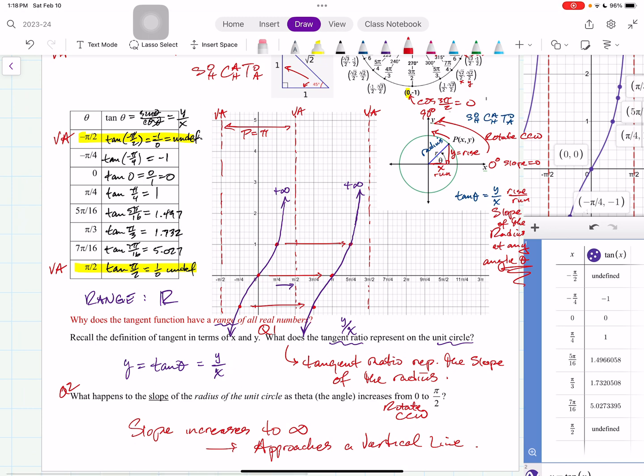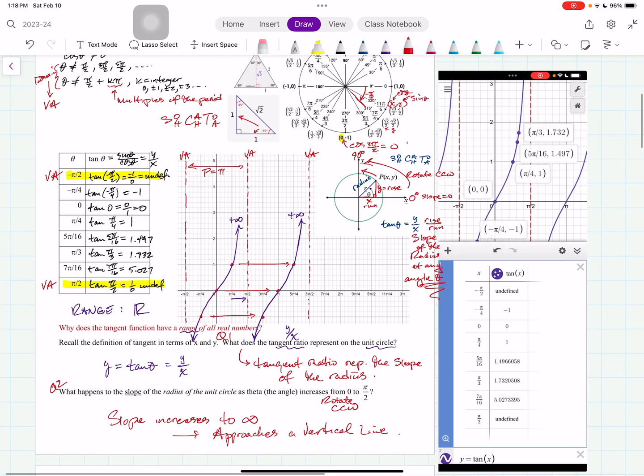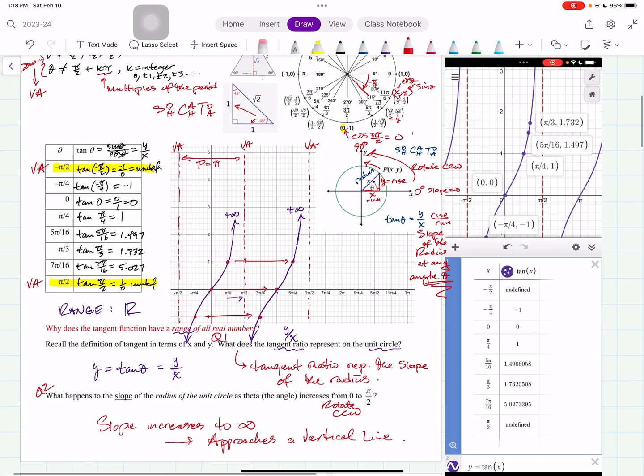So there you go. If you didn't know the tangent ratio represents a slope at any angle, well, guess what? Now you do. And that's pretty cool. It can be used in many different situations, even in physics. And that's it for part 1.